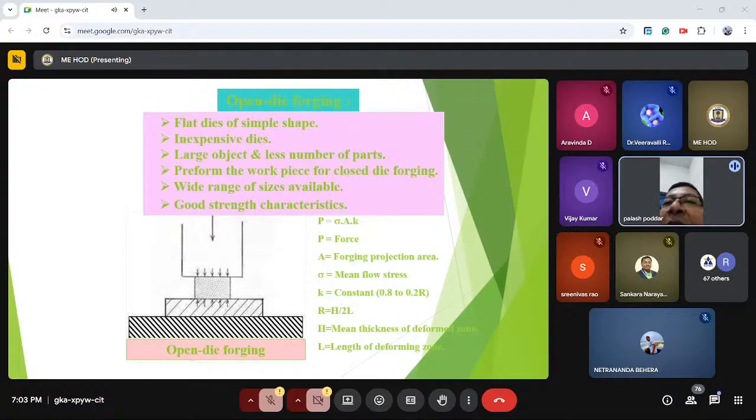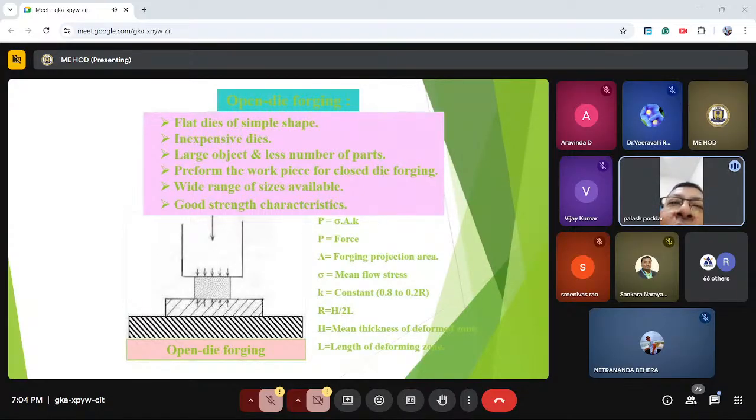For closed die forging, it will be preformed, meaning it will be prepared initially. Some intermediate shape has to be given. A wide range of sizes is available for open die forging. There will be good strength characteristics for open die forging. Now there is a formula for open die forging. P equals sigma A K.